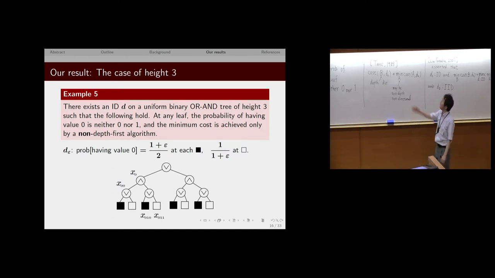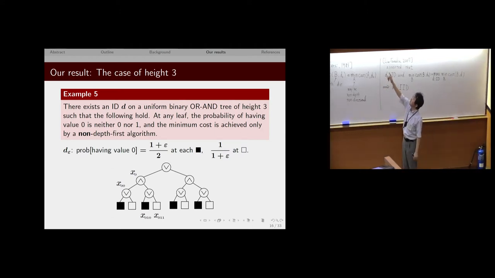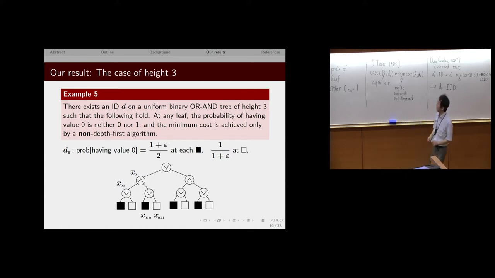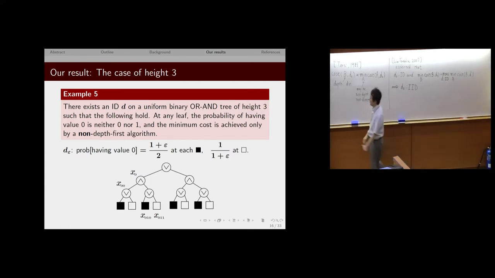This is given by such a tree. The black box has a probability of 1 over 1 plus epsilon, and the white box has a probability of 1 over 1 plus epsilon. If epsilon is a very small positive number, then only a non-depth-first algorithm achieves the minimum cost. So in general, the situation is not so simple.